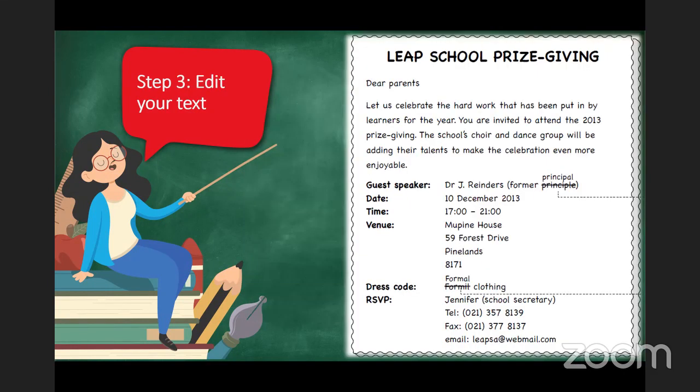Right. So as you can see, we've got LIP school prize giving, big, bold. The minute the receiver opens that, they can see what the invite is about. So it reads, dear parents, let us celebrate the hard work that has been put in by learners for the year. You are invited to attend the 2013 prize giving. School's choir and dance groups will be adding their talents to make the celebration even more enjoyable. So here, this is our first draft. We make sure that everything is proper. So make sure that your grammar, spelling, all the information that needs to go into the invitation is there. It is clear.